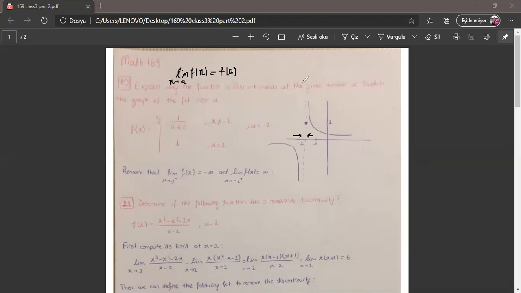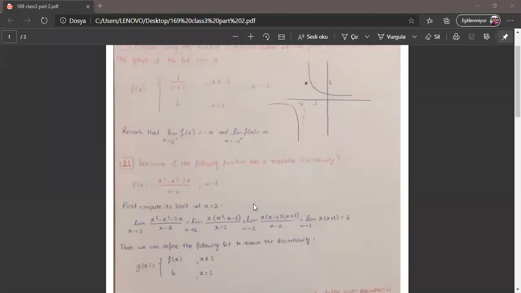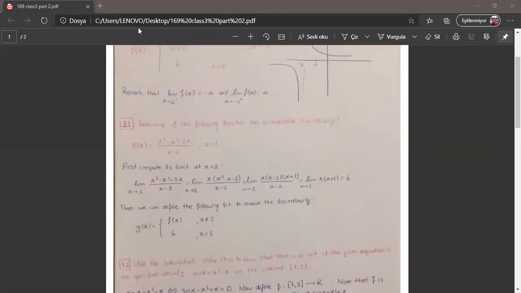So here we have another function at the second question. Now we'll determine if we can remove the discontinuity, okay? So here we have this function. So what did I say before? We say it's continuous at this point a if we have this equality, okay? So let's check first if its limit exists. So when we're approaching 2, okay, we get this limit 6.